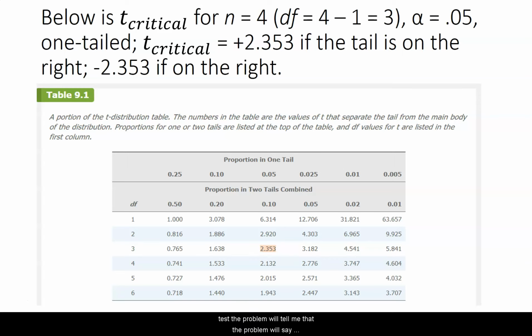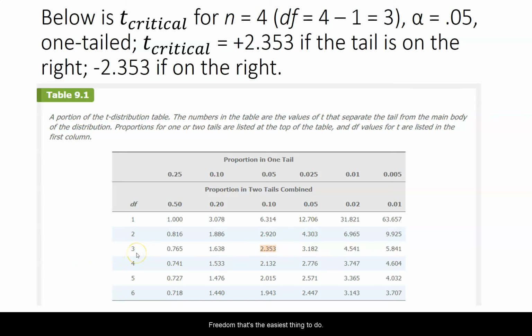Now, would that go on the right or left if it were a one-tailed test? The problem will tell me that. The problem will say increase, improve, augment, something like that. Or it'll say decrease or worsen or reduce. And in that case, that'd be on the left. But the interpretation is pretty direct.